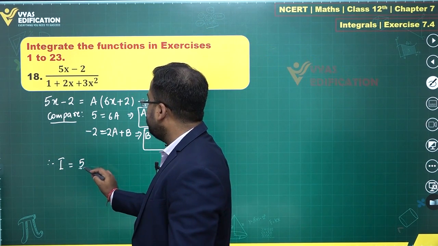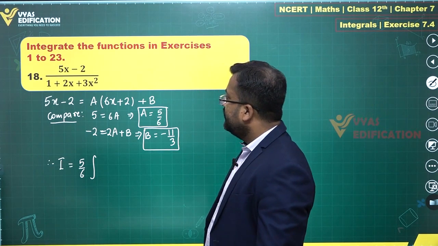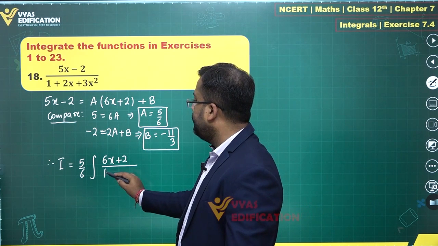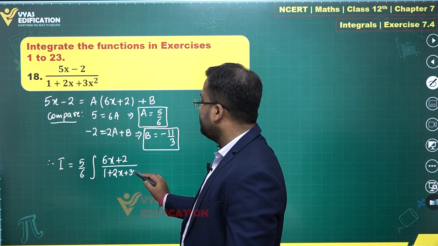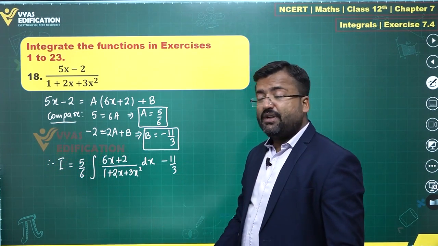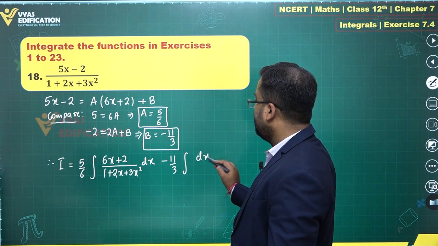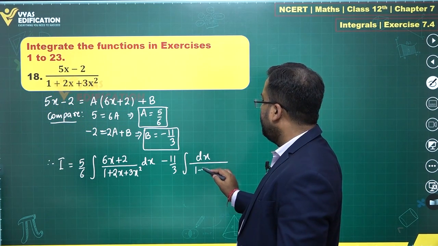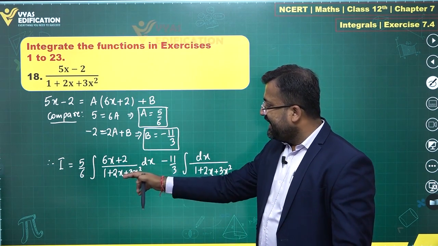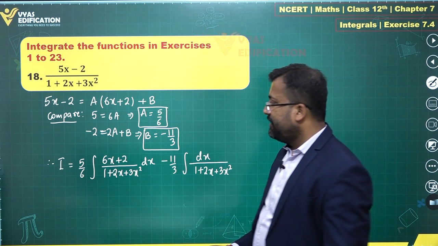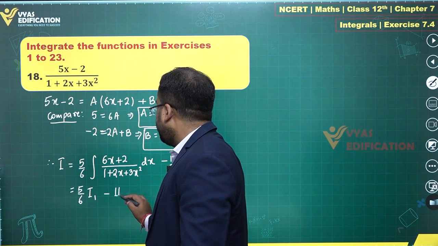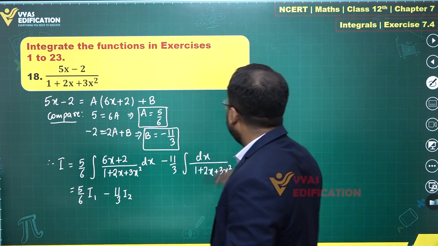A times 5 by 6 times the integral of this derivative, 6x plus 2, upon that 1 plus 2x plus 3x square dx, minus 11 by 3, that is the value of b, plus another integral dx upon, this is b, right, constant, 1 plus 2x plus 3x square. We have written that complete integral as the sum of two integrals in this manner. So this is 5 by 6 I1 minus 11 by 3 I2. Our target is to find I1 and I2 separately.